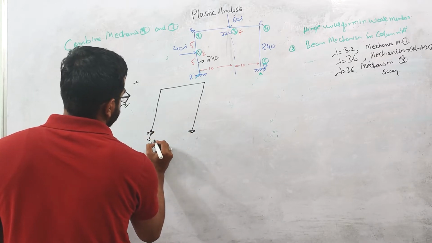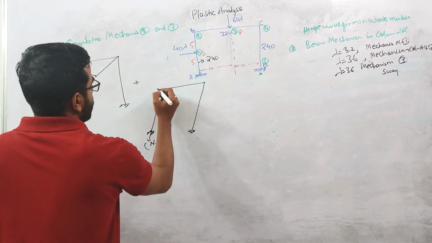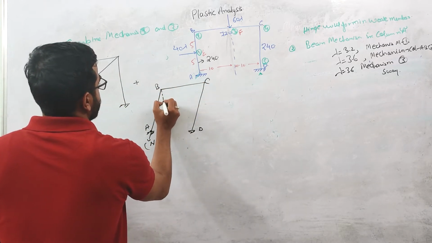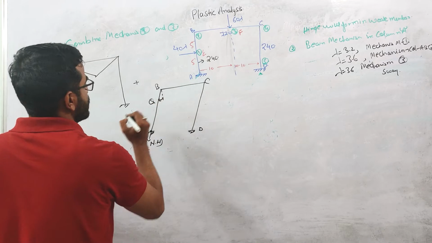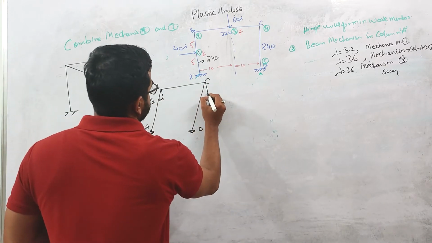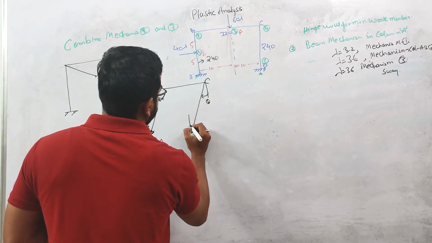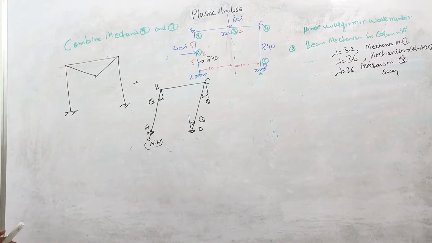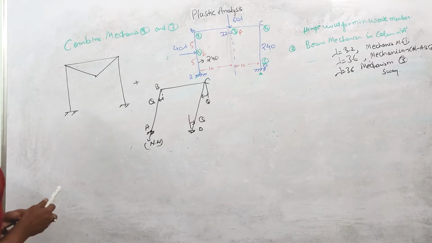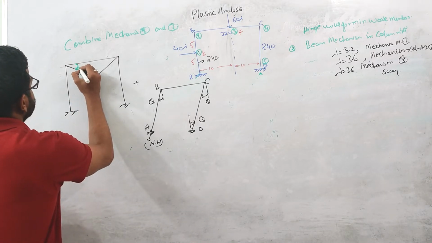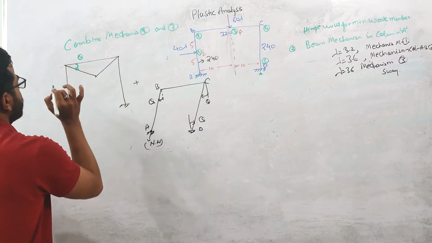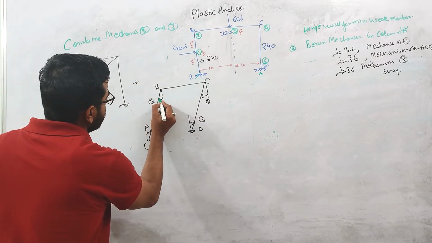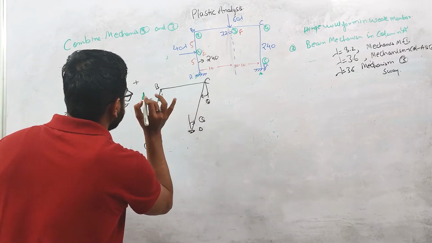This is a natural hinge. This is again A, B, C, D. Here the direction of rotation is theta. Here again the direction of rotation is theta. Here again the direction of rotation is theta. Now here you can see that the direction of rotation theta is clockwise. Here also the direction of rotation is theta.